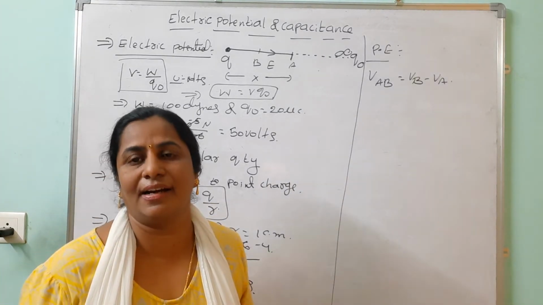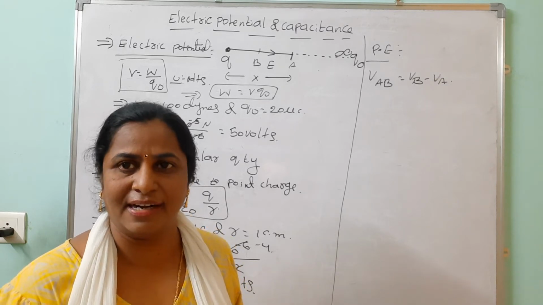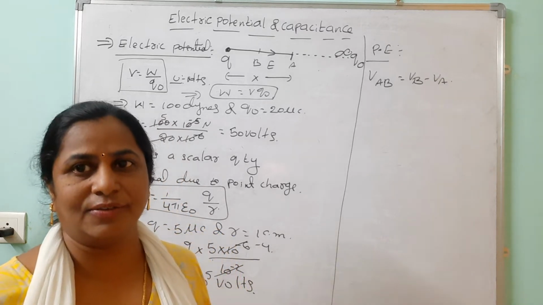Suppose VB is 100 volts and VA is 50 volts. Then what is the difference between them? 100 minus 50. We can find 50 volts.